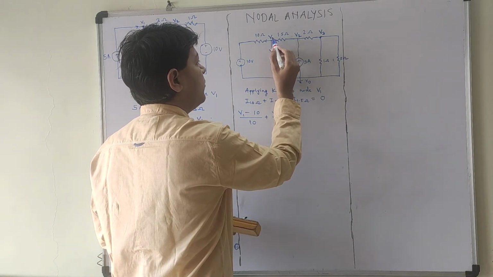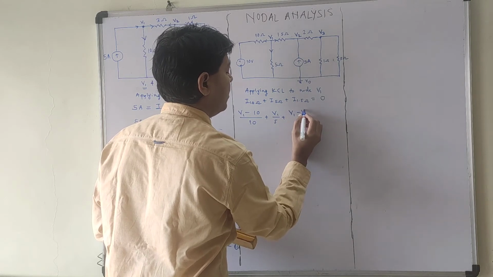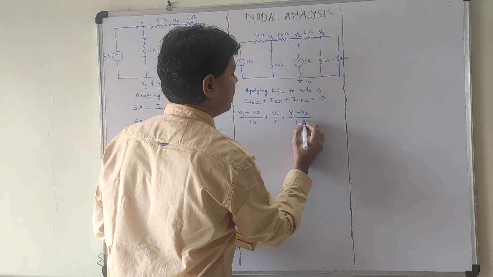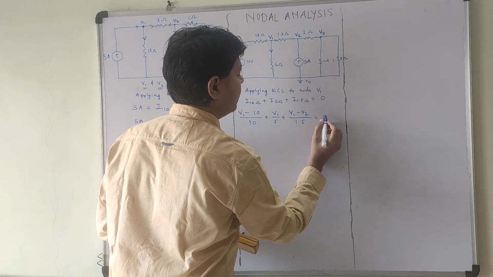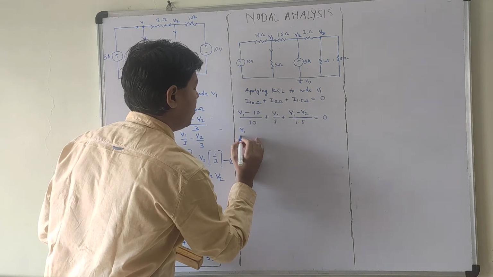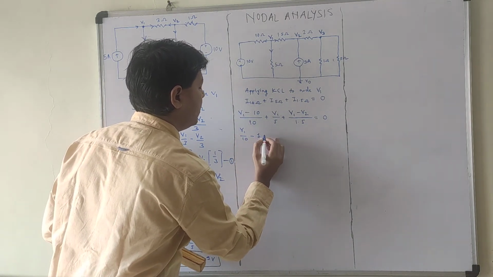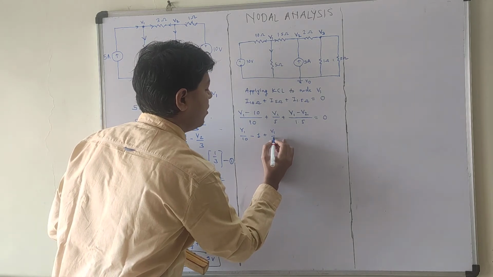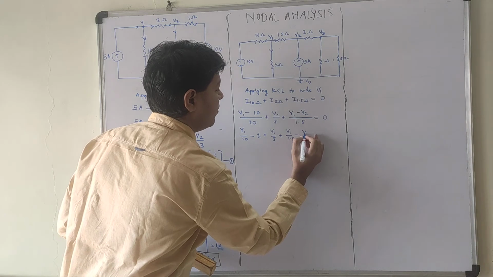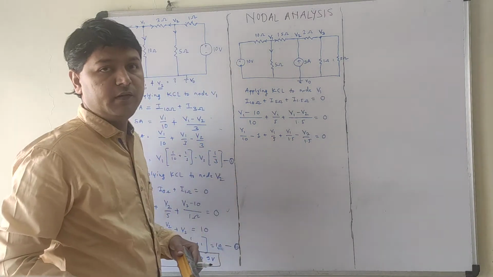Current is flowing from higher potential to lower potential, so this is given by (V1 minus V2) divided by the value of resistor, 1.5, is equal to 0. We will simplify this equation. So this is V1 upon 10 minus 10 upon 10, which is minus 1, plus V1 upon 5 plus V1 upon 1.5 minus V2 upon 1.5 is equal to 0.